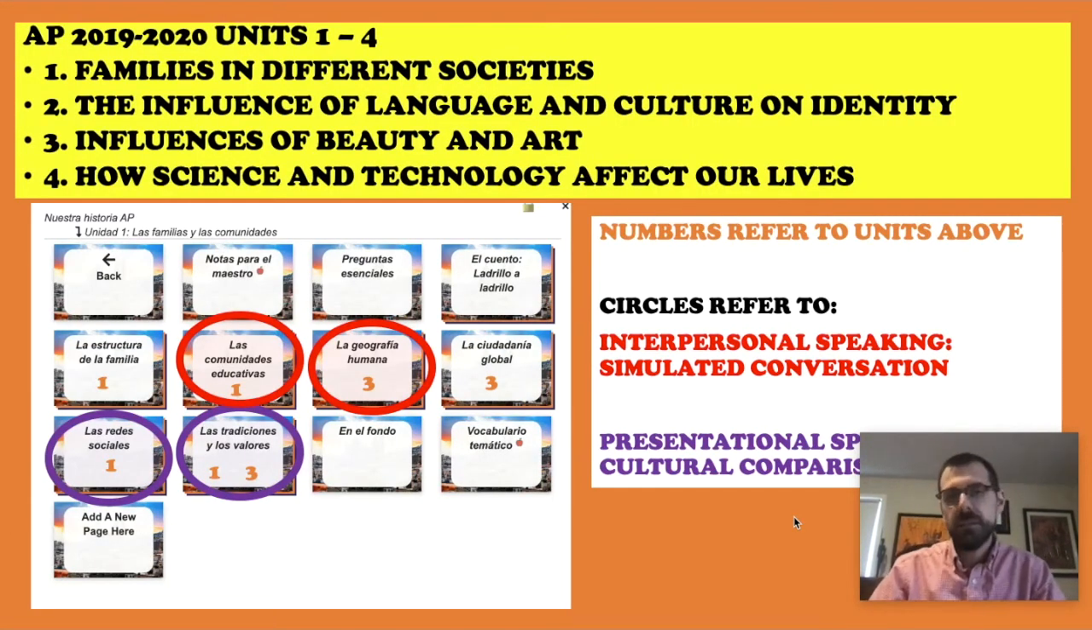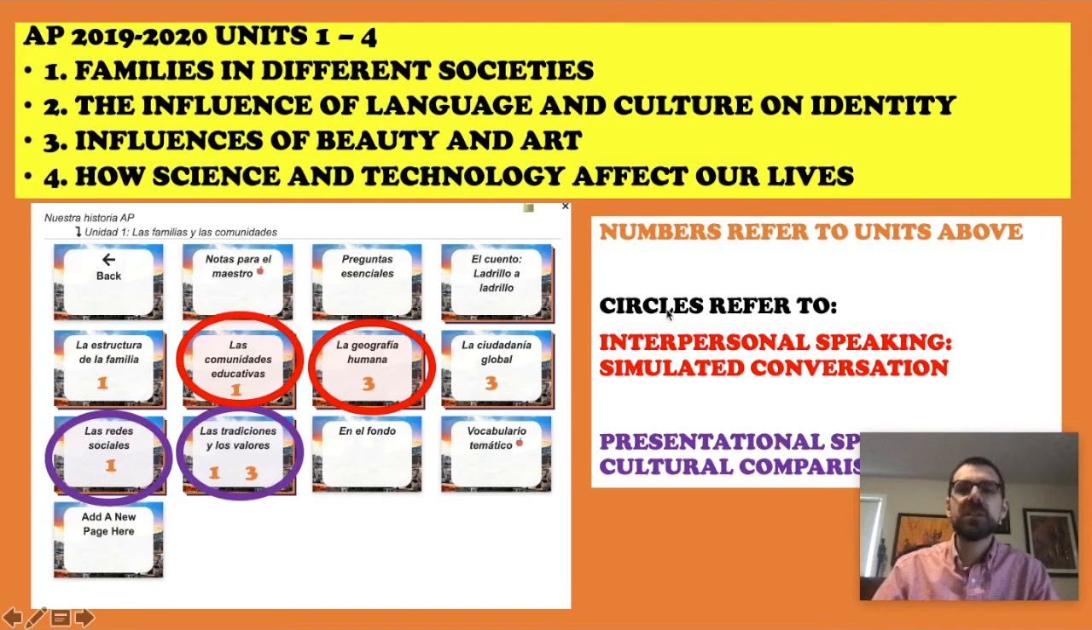So here's my information for you, and I'll break this slide down. The numbers in orange refer to the units above. These are, again, the College Board recommended units, but what they've told us is out of the 6, these are the 4 content areas that could be on the test this May.